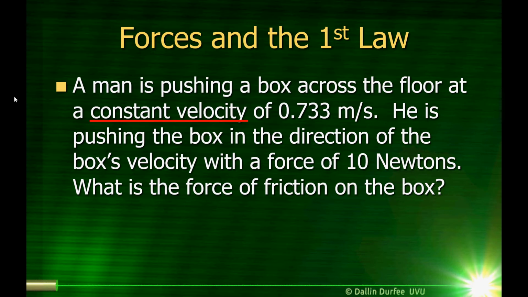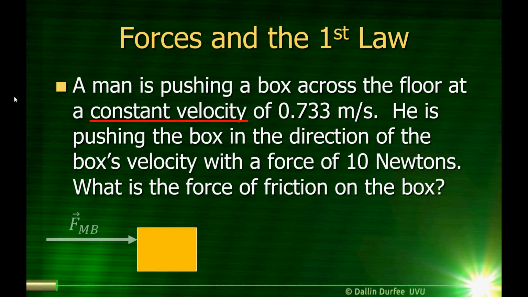So what forces are acting on the box? Well, we know the man is pushing it in the direction of its velocity. We'll call that the x direction. So there's a force of the man on the box. There must be some other force on the box that is canceling out that force such that there is no acceleration, such that the velocity is constant. And so that's the force of friction on the box.